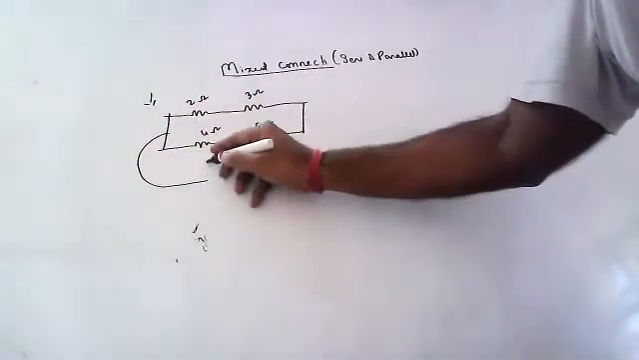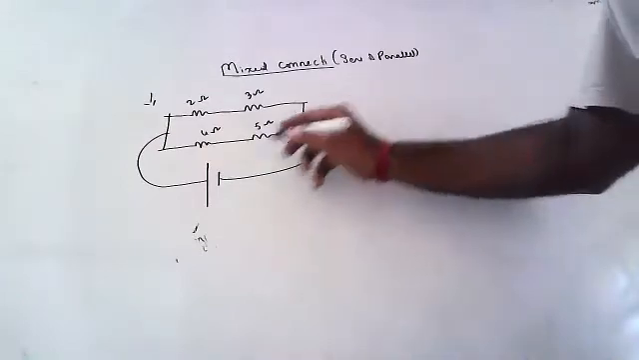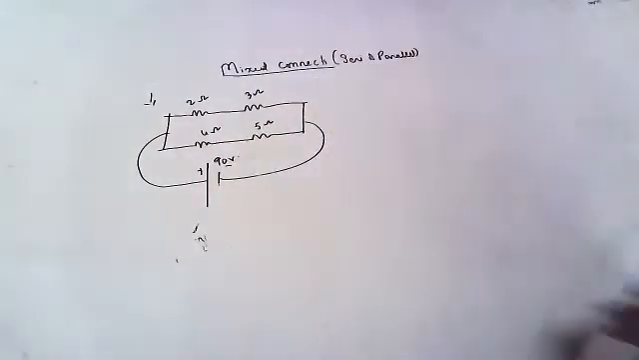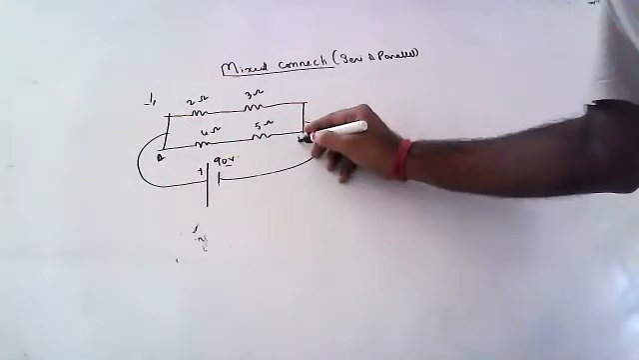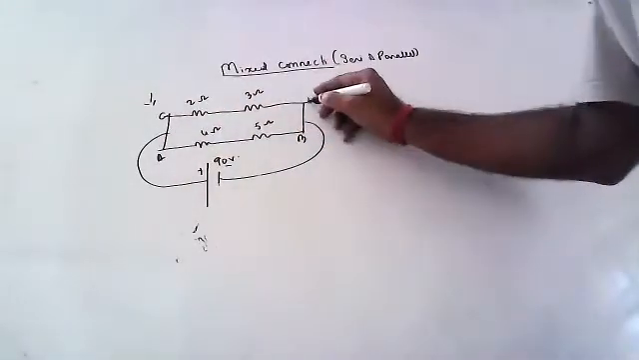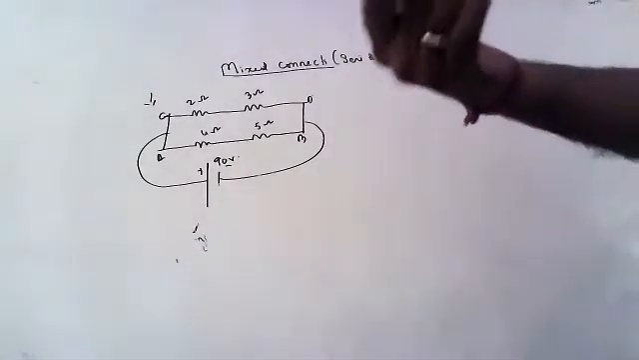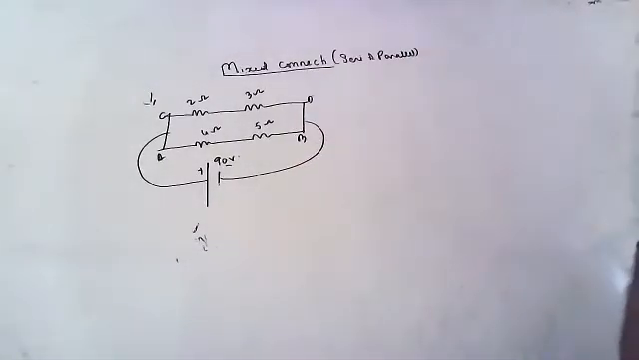They both are connected to a 90 volt battery. This is given as the A B junction, and this is called the C D junction. So children, first we will find out the total resistance. How to find the total resistance? You all know very well, children. It's a very easy concept also.